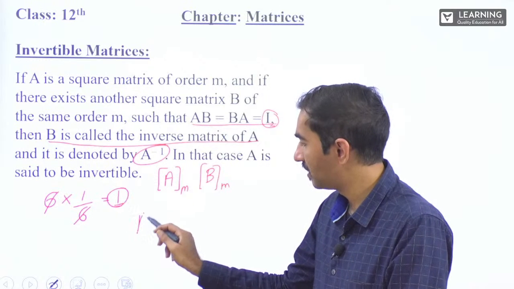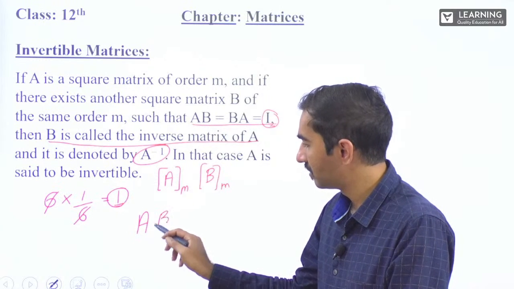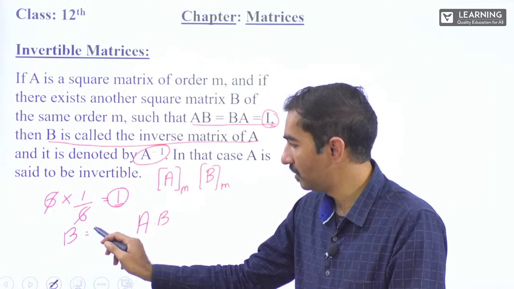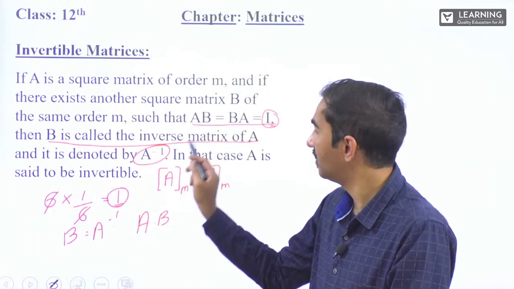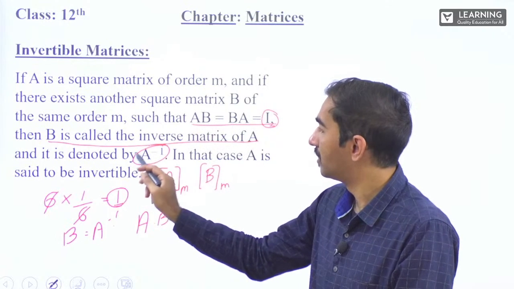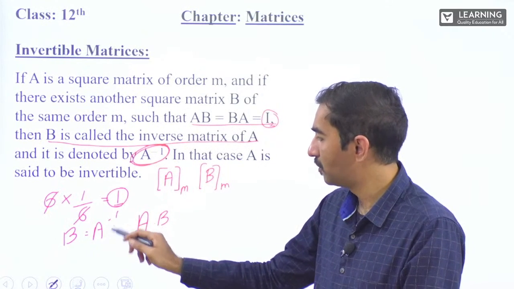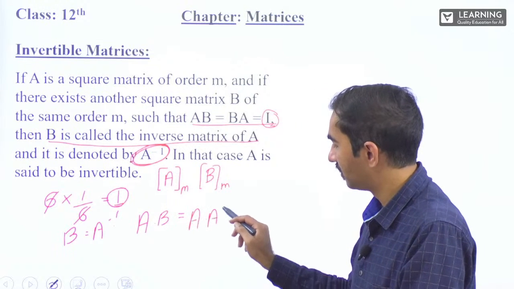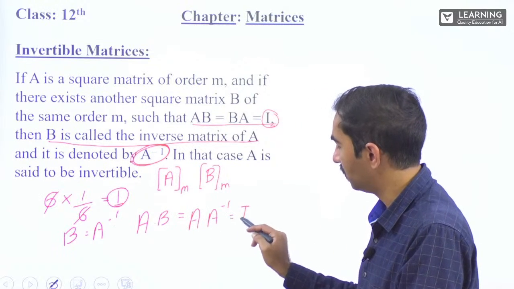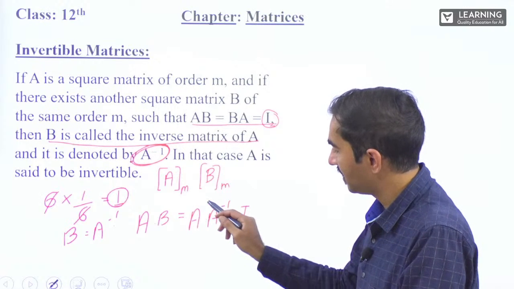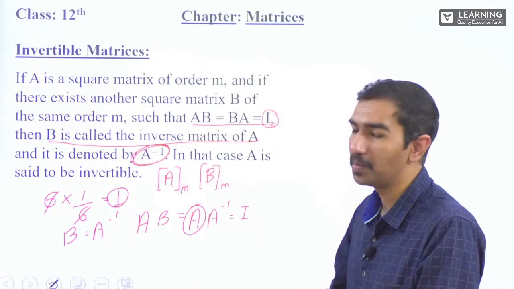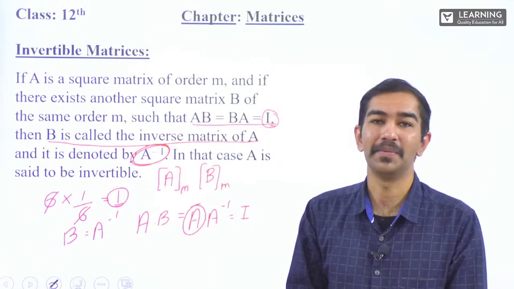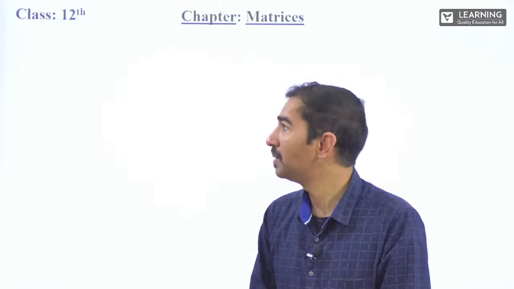In a very similar manner, A dot B, so what is B equal to, students, here? B is nothing but A inverse. Where is that written? See here, denoted by A inverse. So B is equal to A inverse means this can be written as A into A inverse, which will be equal to I. In such a case, A is said to be an invertible matrix. Understood? So this is nothing but invertible matrices. One small example we'll take here.